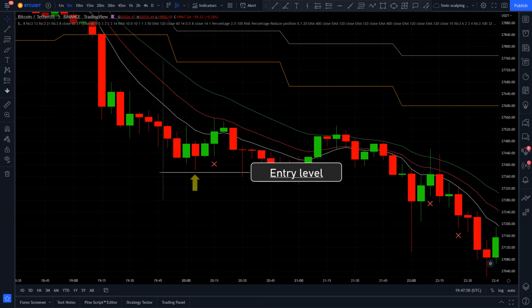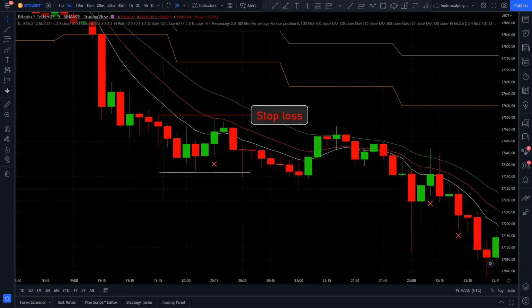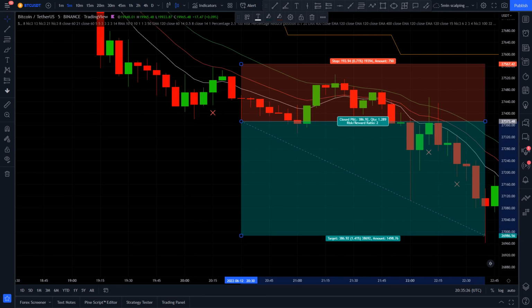As you can see, this is the lowest point. The stop loss will be 3 pips above the trigger candle and the take profit in this case is a 1:2 risk to reward ratio, and as you can see, this trade was also a successful one.